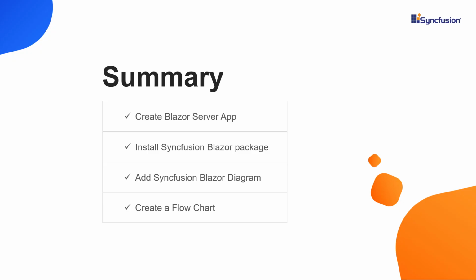Finally, let me summarize the main points. I have explained the steps to create a Blazor Server application and add the Syncfusion Blazor package to the Blazor Server application. Then I explained how to add the Syncfusion Blazor Diagram component and showed you how to create a simple flowchart using nodes and connectors.